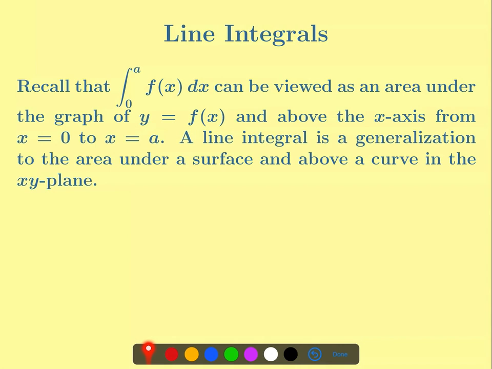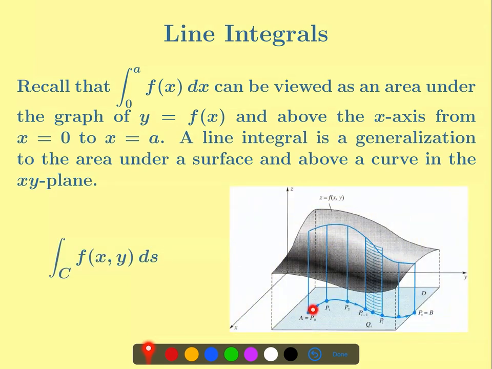A line integral is a generalization of this idea. Instead of the x-axis, we're going to have a curve in the xy plane, and it's the area above that curve and below some surface, z equals f of xy. So this is the picture. We have some curve in the xy plane, and the height is given by z equals f of xy, whatever f of xy is above the point xy in the xy plane.